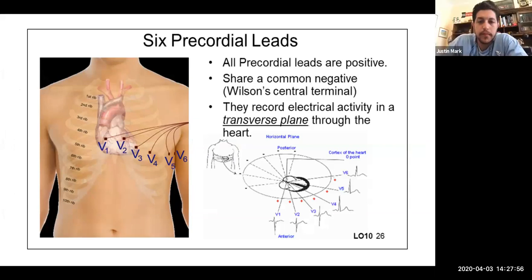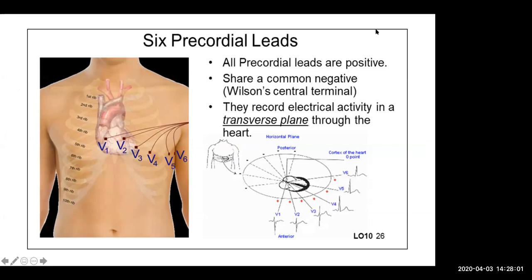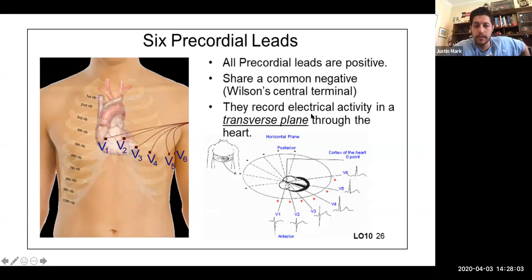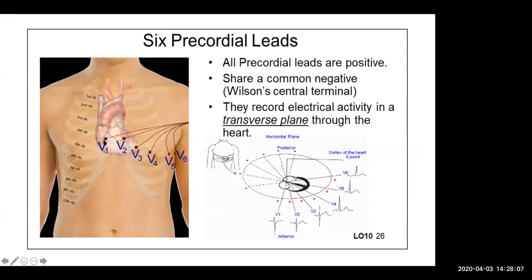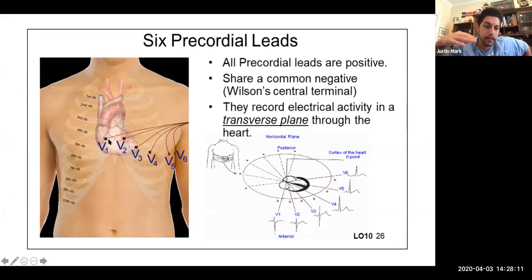Now we'll talk about the precordial leads. So the precordial leads are going to all be positive. They share a common central terminal, fine. The most important part here is that they basically represent the activity on the heart, okay? The other stuff is the chest wall. This is going to be directly on the heart. The major take-home point here is that we're going to be looking at the R wave progression, all right?